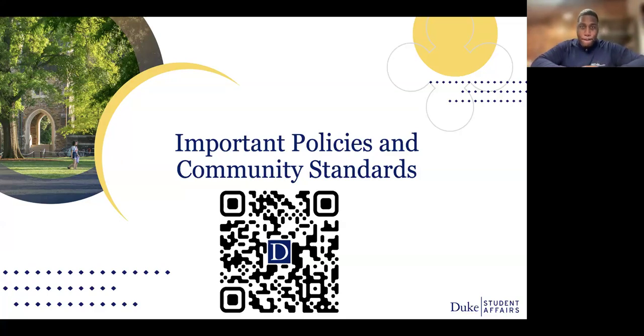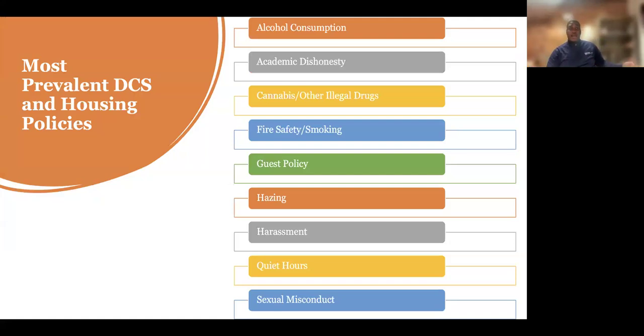Next slide. So the most prevalent DCS and housing policies: alcohol consumption, academic dishonesty, cannabis and other illegal drugs, fire safety, smoking, guest policy, hazing, harassment, quiet hours, and sexual misconduct, in terms of just resources, education.